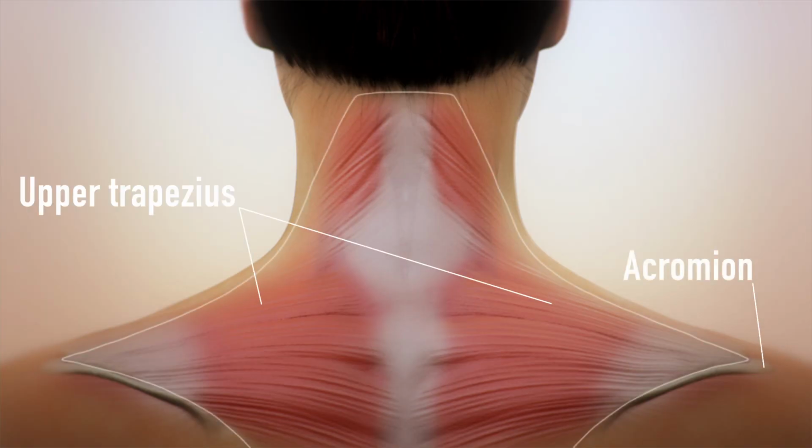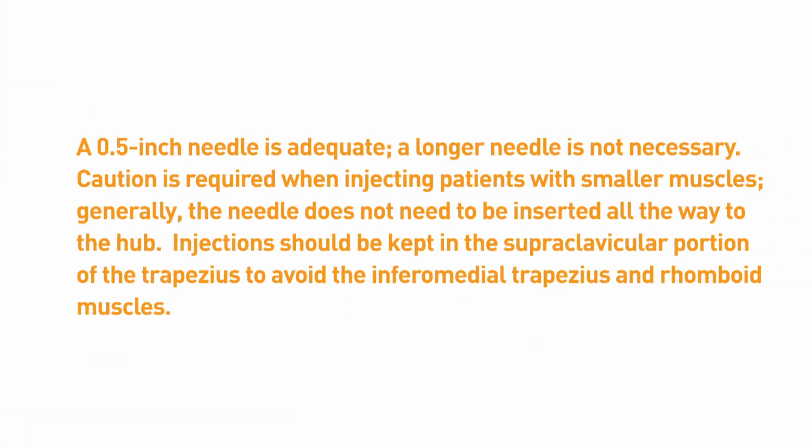The trapezius is a shallow triangular-shaped superficial muscle that fans from the neck into the shoulder. A 0.5-inch needle is adequate. A longer needle is not necessary. Caution is required when injecting patients with smaller muscles. Generally, the needle does not need to be inserted all the way to the hub. Injections should be kept in the supraclavicular portion of the trapezius to avoid the inferomedial trapezius and rhomboid muscles.